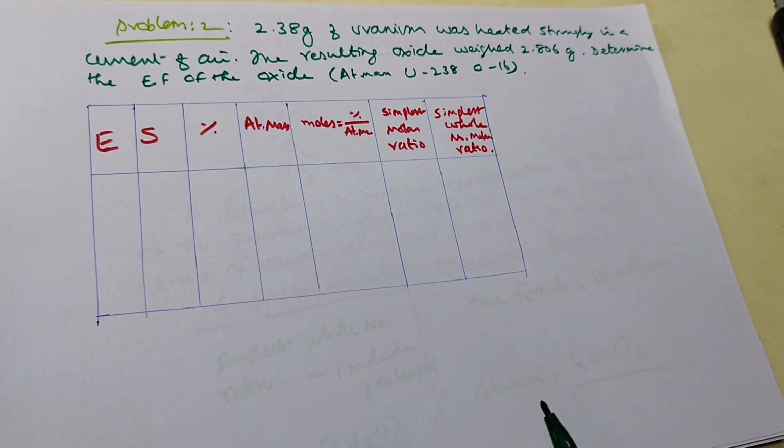2.38 gram of uranium was heated strongly in a current of air. The resulting oxide weighed 2.806 gram. Determine the empirical formula of the oxide. The atomic mass of uranium and oxygen is given as follows: uranium 238 and oxygen 16.